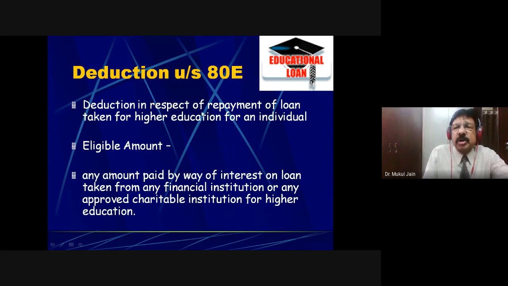So this is deduction in respect of repayment of loan taken for higher education for an individual. ये कॉलेज एजुकेशन के लिए ही है. It is not for school education. Higher education for an individual. Eligible amount क्या है इसमें? Any amount paid by way of interest on loan taken from any financial institution or any approved charitable institution for higher education. अगर आपको एजुकेशन के लिए लोन लेने की जरूरत पड़ी, तो जब आप उसकी EMI चुकाएंगे, तो उसमें जो इंटरेस्ट पार्ट आप दे रहे हैं, साल भर में ऐड कर लीजिए मैंने कितना इंटरेस्ट दिया है. तो टोटल इंटरेस्ट irrespective of the amount you can claim as deduction.